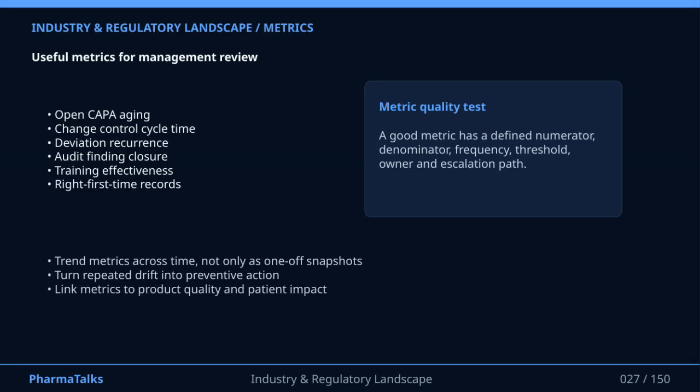When we talk about useful metrics for management review, there are several key indicators that provide valuable insights. These include open CAPA aging, which tracks how long corrective and preventive actions remain unresolved.